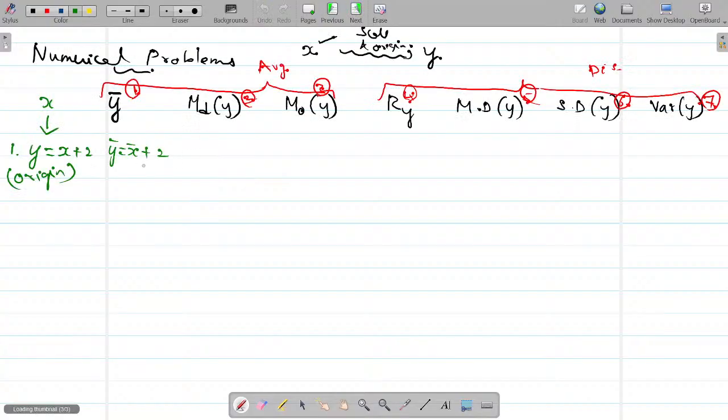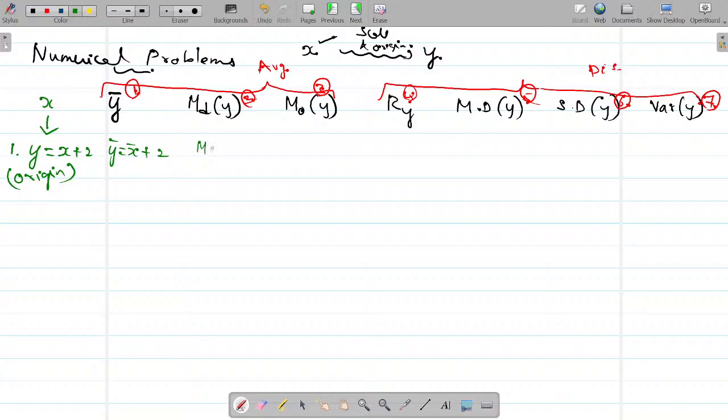Here, whenever we have x and you're going to find y, if it is x bar, you'll get y bar. How? In case y is equal to x plus 2, because of changing each and every value of x, y bar also gets changed. How much? X bar plus 2. So wherever you get x, you're going to substitute. This is with respect to the change of origin concept. So y bar is equal to x bar plus 2.